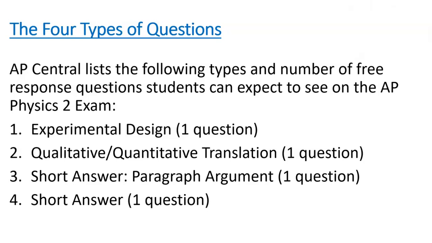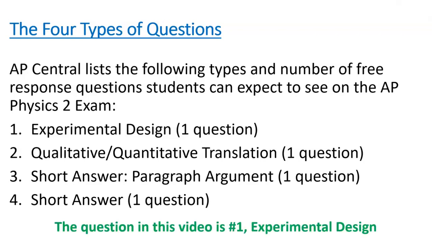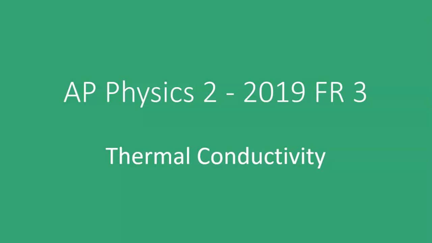AP Central lists the following types and number of free response questions on the AP Physics 2 exam. There will be one on experimental design, one that is a quantitative translation, one that is a paragraph length response or paragraph argument, and one that is a short answer. The question in this video is type number 1, experimental design. We'll take a look at AP Physics 2 2019 free response question 3 on thermal conductivity.